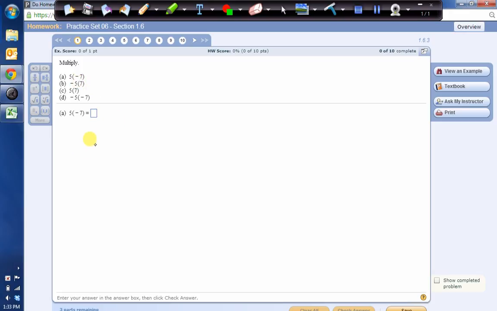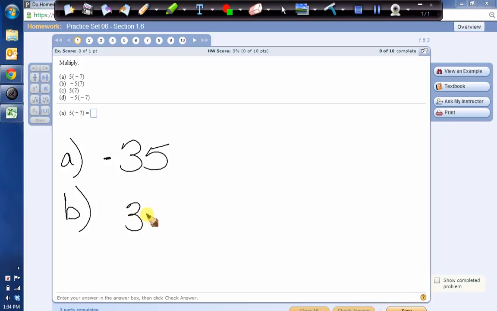Okay, so in A, 5 times negative 7, you multiply the 5 and the 7, and you get 35, and because there's one negative number in this problem, the answer is a negative number. Okay. And so in the second one, very same thing. Okay, negative 5 times 7, we'll multiply the 5 and the 7, and that will give us 35. And because there's only one negative number, the 5, then we get negative 35.